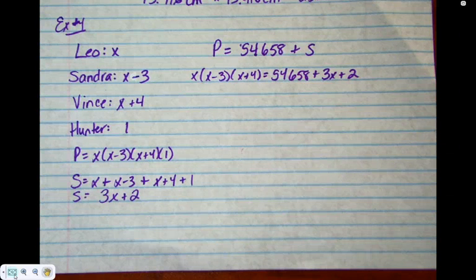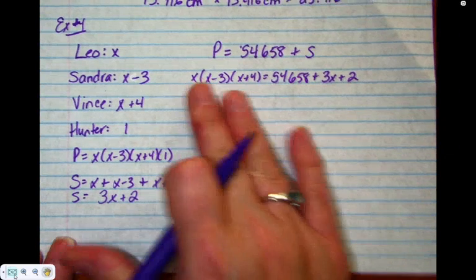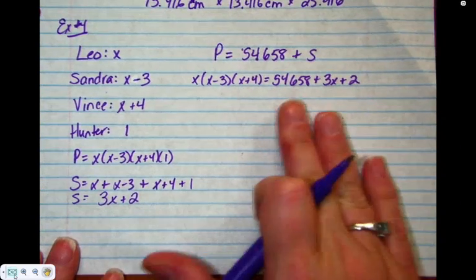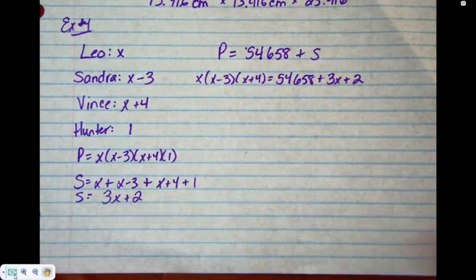Questions on where this has come from. This is the hardest part, is getting this equation. Age ones will always work like this.